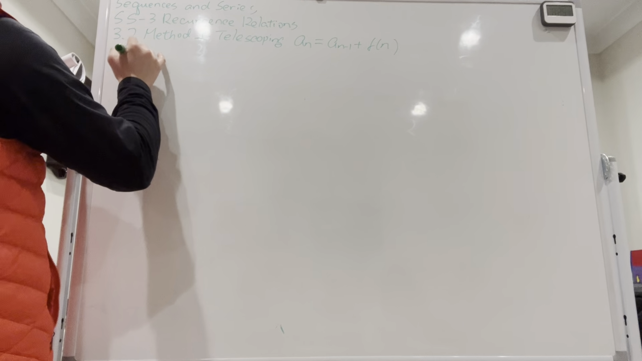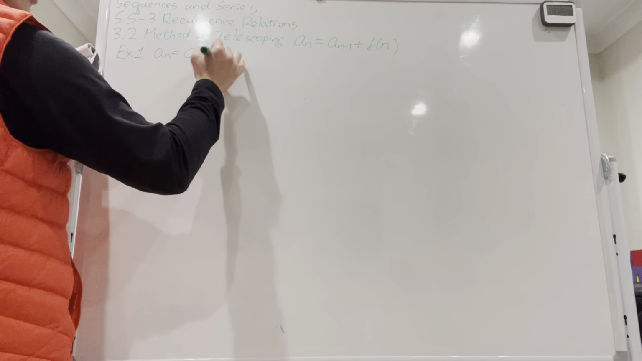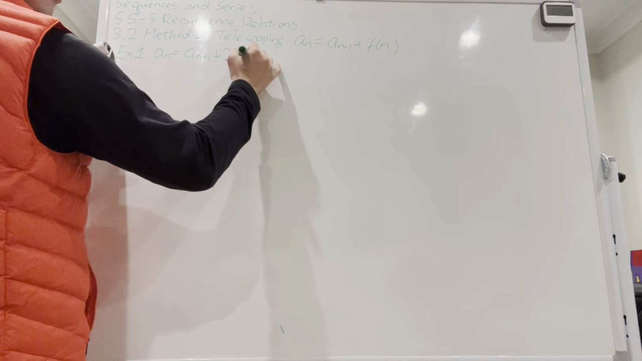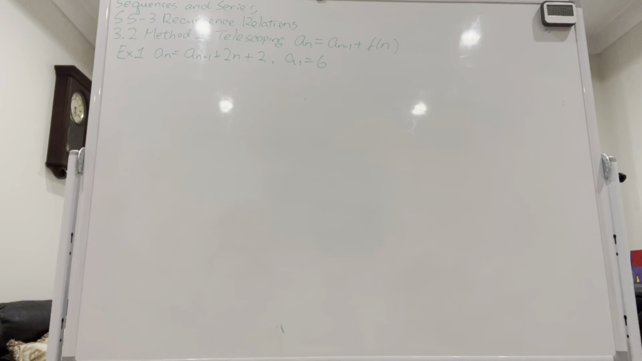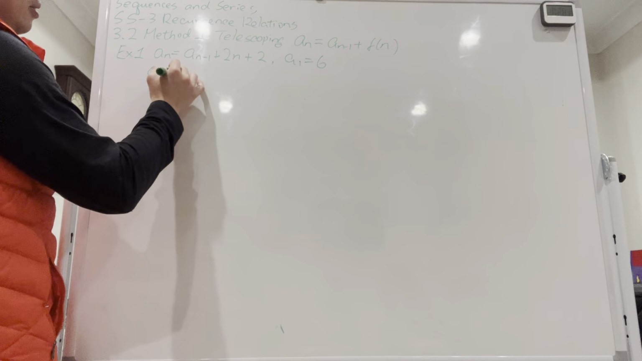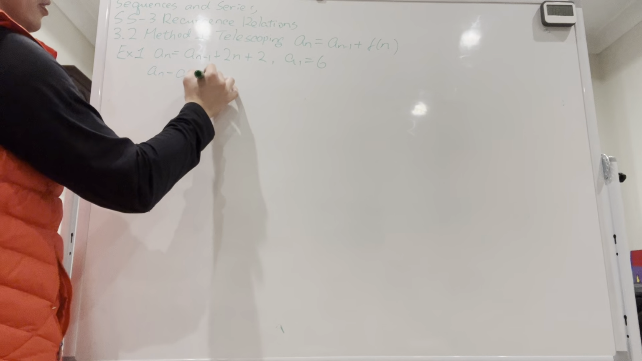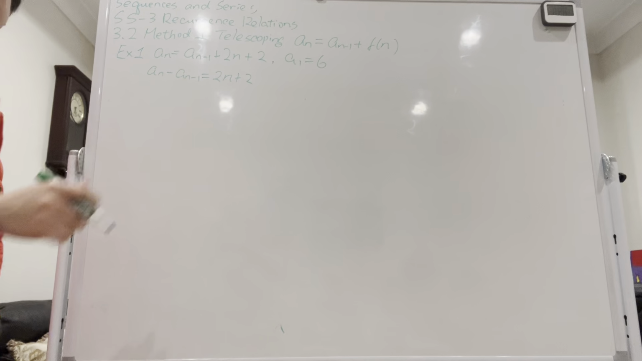The first example, there's nothing better than the one that we just talked about. This is literally the homework that you just got back, where figuring out the recurrence relation is easy, but figuring out the formula is hard. Telescoping is just a fancy name for writing it like this: the difference between successive terms an minus an minus 1 is equal to 2n plus 2. Let's write it all out.